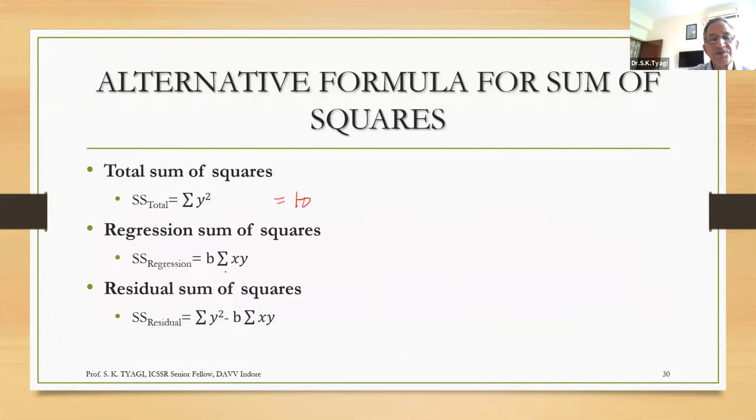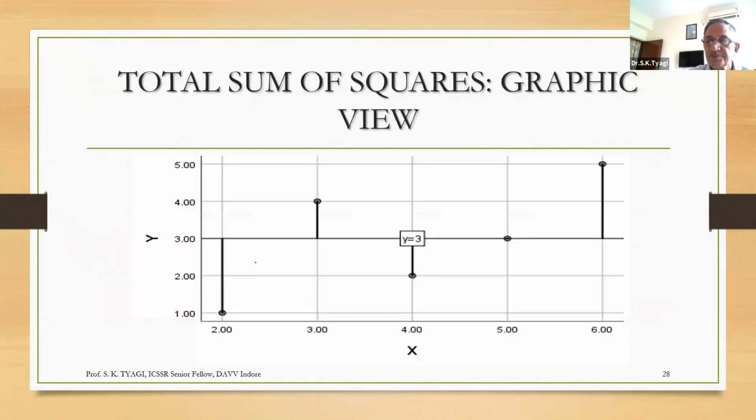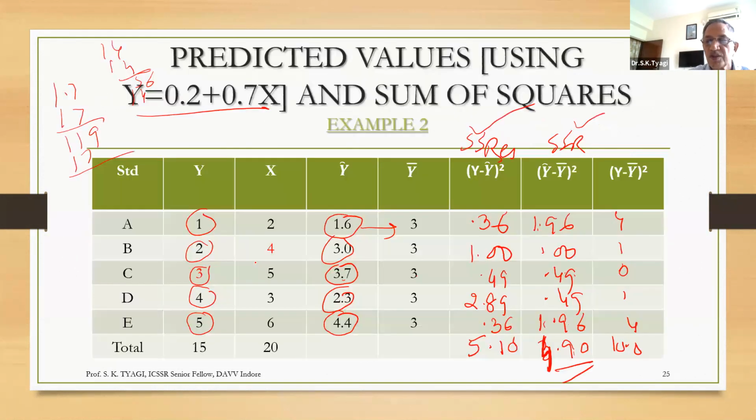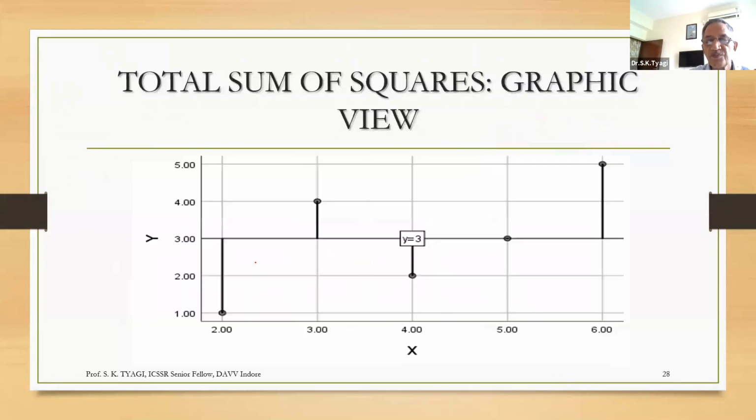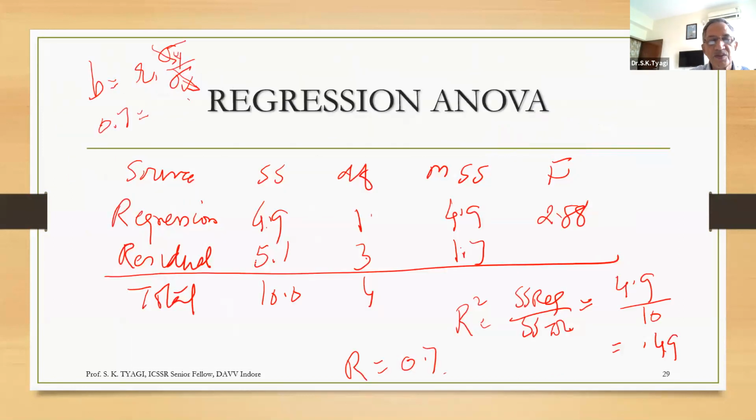Now regression sum of square. The first way was calculating y predicted and subtracting y mean from it, squaring every value, taking that sum. You need not do that. This is the formula. You apply this b into sigma xy. What is b? 0.7. What is sigma xy? Sigma xy, we calculate it.